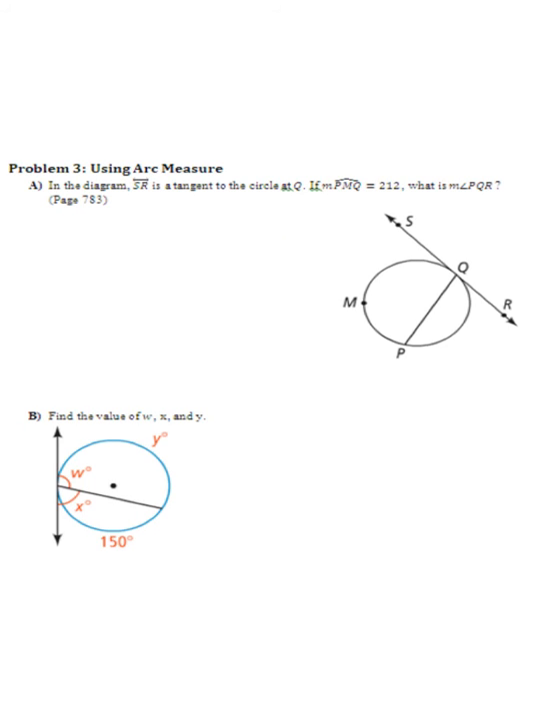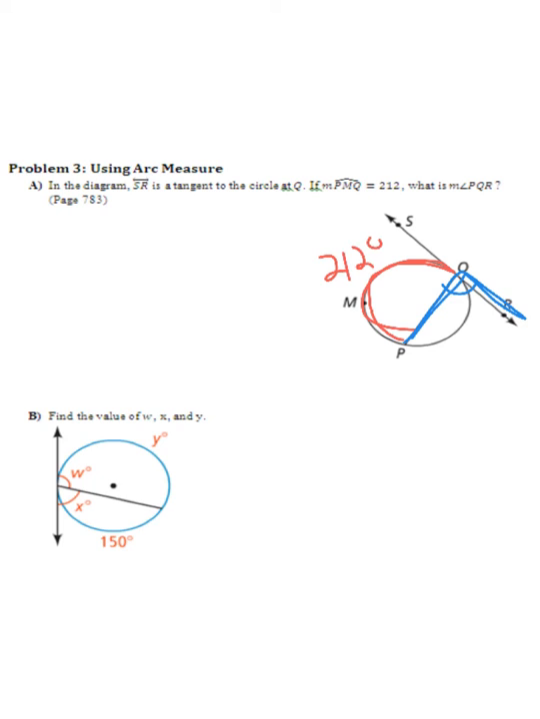Okay, so our first example, in our diagram, we've got line SR tangent to the circle at Q, and then they give us that arc PMQ, which is this right here. This distance is 212 degrees. So they want to know the measure of angle PQR. So they want to know this measure here.